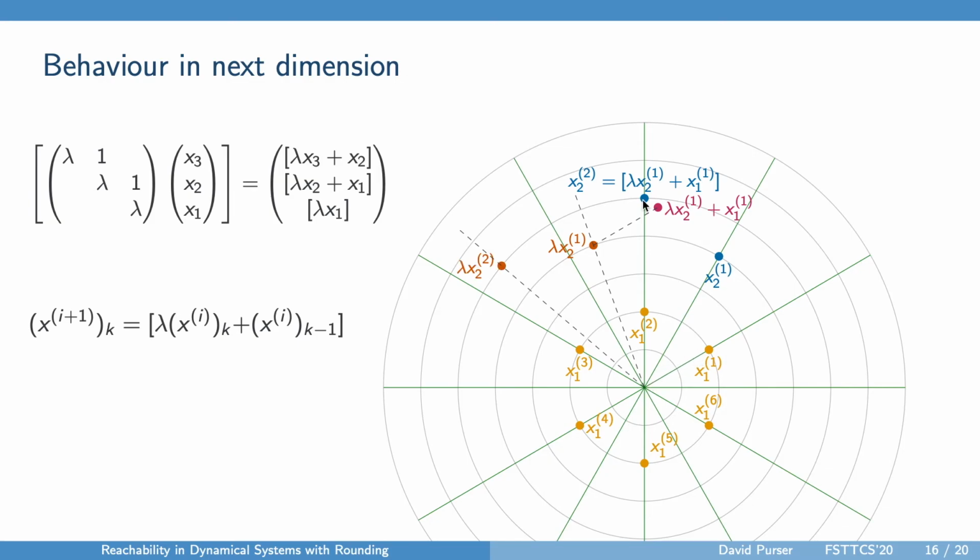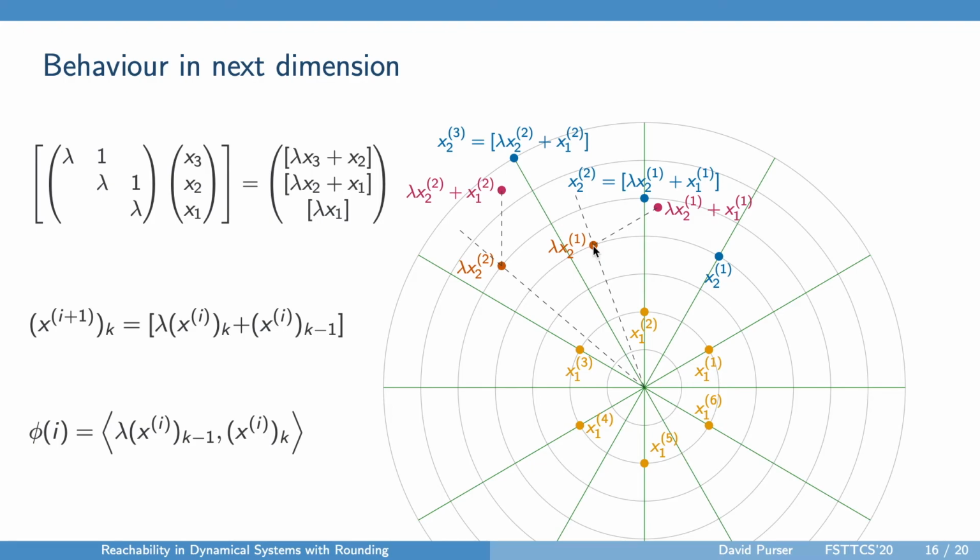In the next step, we rotate by lambda again, we add the dimension below. This now corresponds with the next vector from the dimension below, and then we round. And we'll keep repeating this process. We're going to take a look at the angle between lambda x and the dimension below. Observe this angle is what determines the growth in the modulus. The dimension below is of a consistent modulus forever, and the rotation does not affect the modulus. And so the only thing which will affect the modulus of this dimension is how well aligned this vector is. And the more aligned it is, the larger the growth will occur.